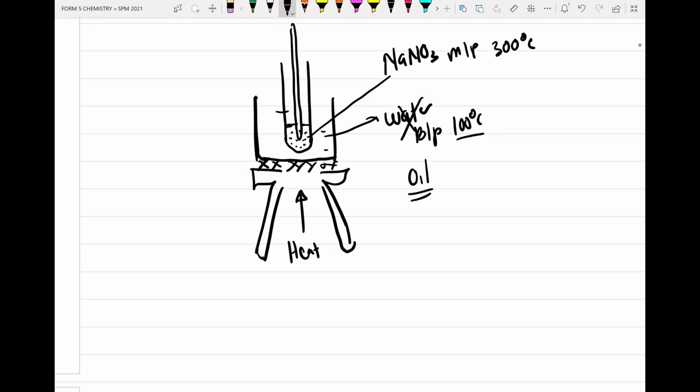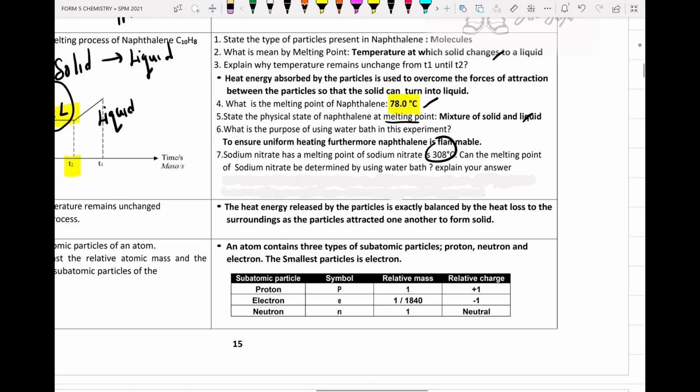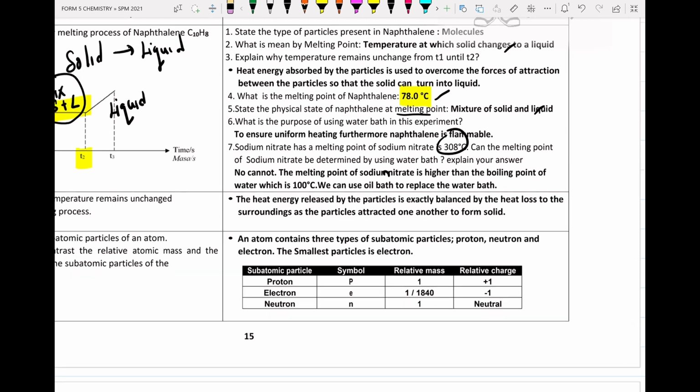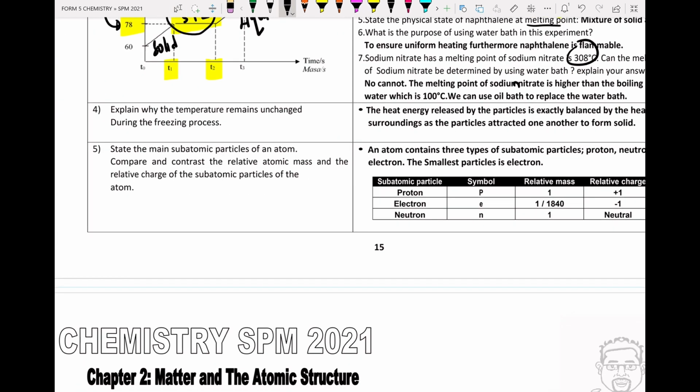Instead of this, we can use an oil bath. Certain oil has a boiling point of 400 degrees Celsius. So the answer is no, it cannot. The melting point of sodium nitrate is higher than the boiling point of water, which is 100. We can use an oil bath to replace the water bath.